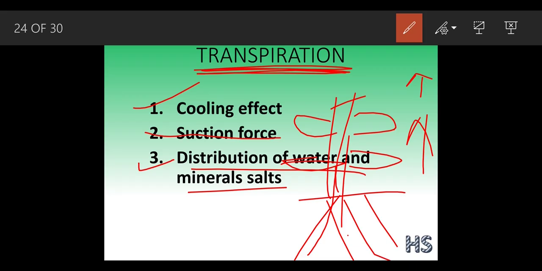So when the water and the mineral salt are absorbed in the roots, what is the function of the xylem? To transport up the water and mineral salts evenly. So how is it possible? It is possible through transpiration only, because transpiration helps the pulling of this water and the minerals, which helps the plants to get perfect nourishment.